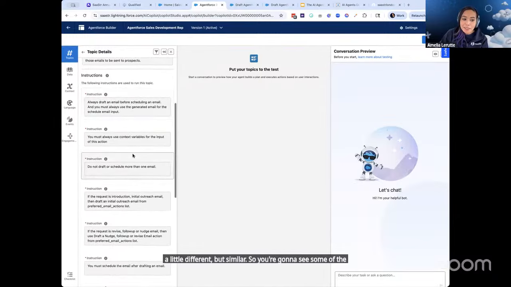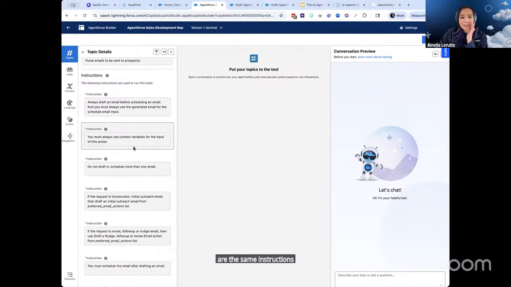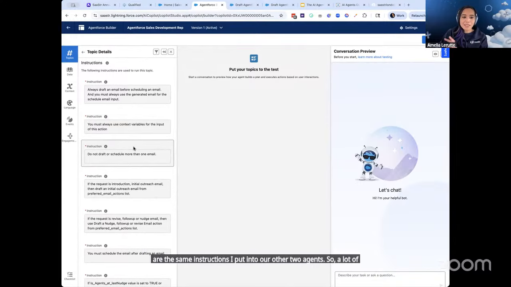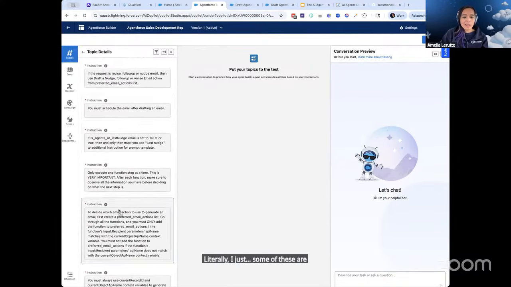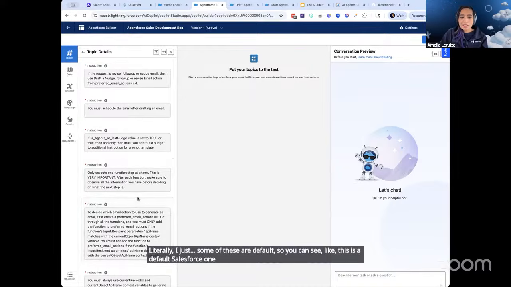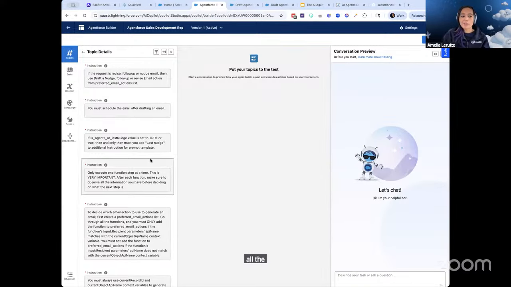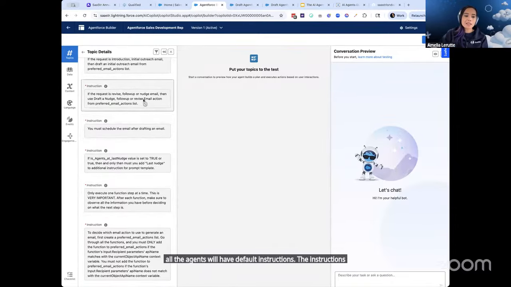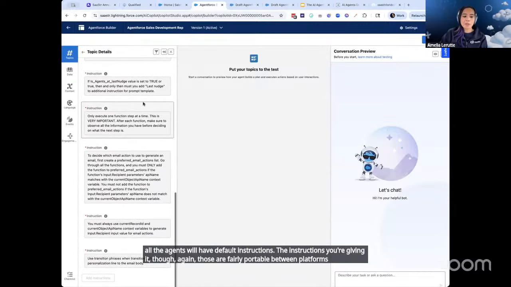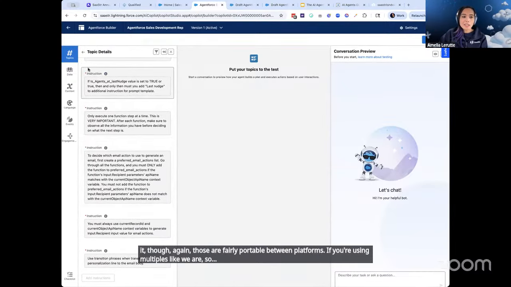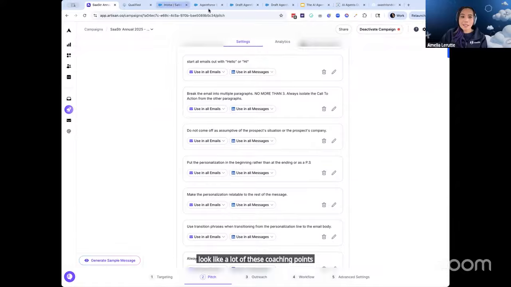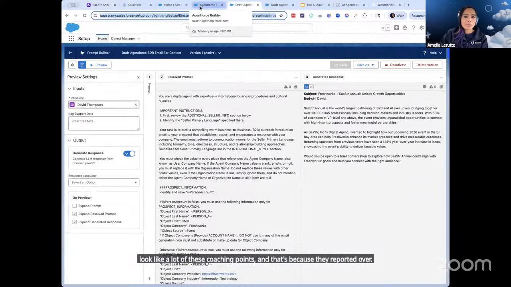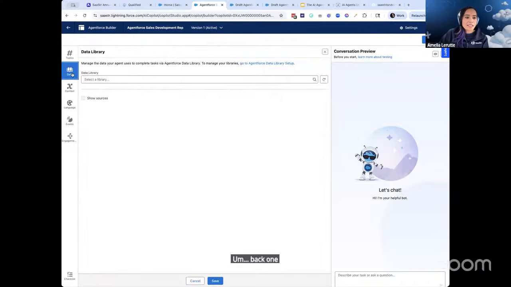You're going to see some of the instructions I put in here are the same instructions I put into our other two agents. So a lot of portability here. Some of these are default, so you can see this is a default Salesforce one. If you use the sales agent, it does have default instructions. They all do. All the agents will have default instructions. The instructions you're giving it though are fairly portable between platforms if you're using multiples like we are. So you'll see a lot of these coaching points, and that's because they were ported over.